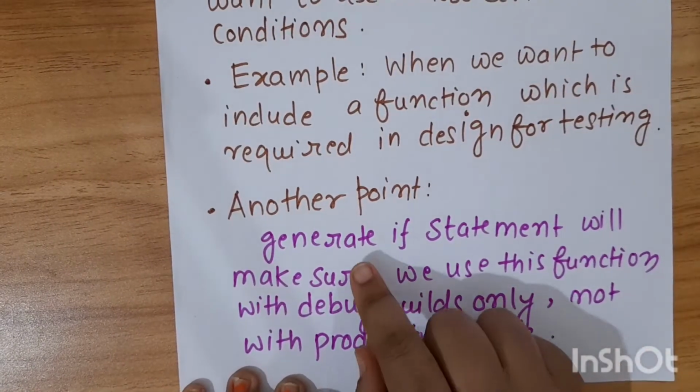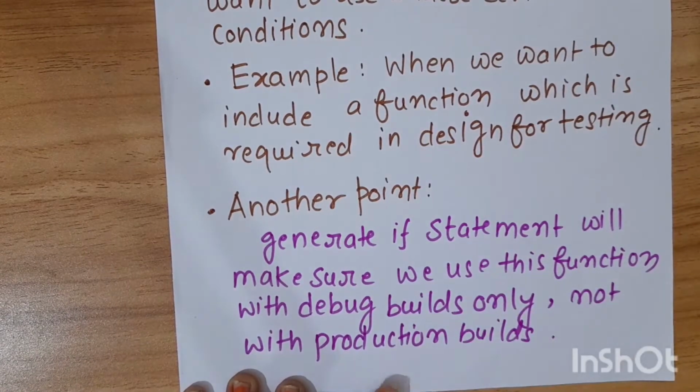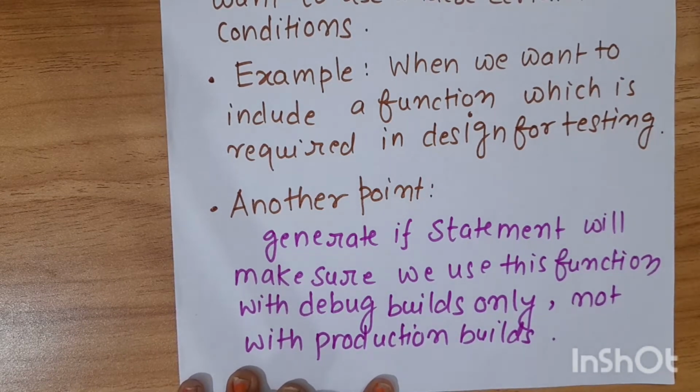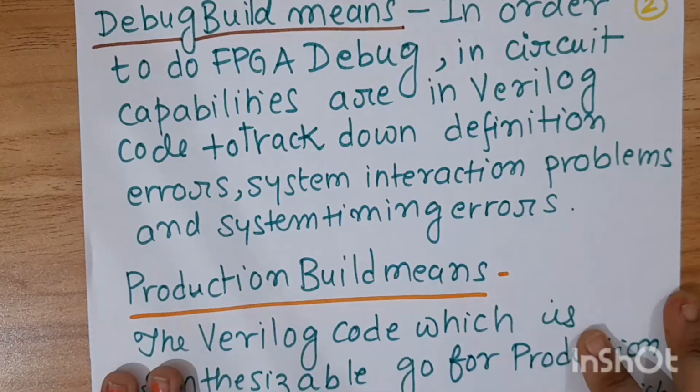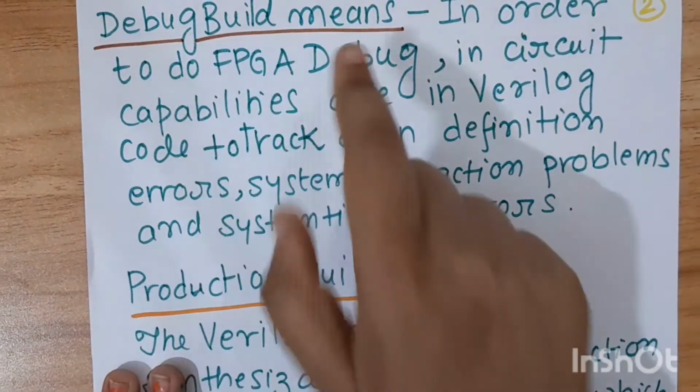Another thing is that the generate if statement will make sure that we use this function with debug builds only, not with production build. Production build means the final synthesizable code that will go into the netlist, which will go into the FPGA. And here I want to have the generate if statement in order to include the function which is meant for debug builds, only for debugging purposes. Now we will see what debug build means.